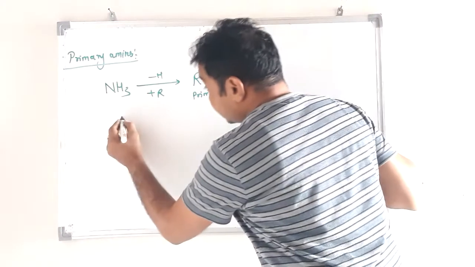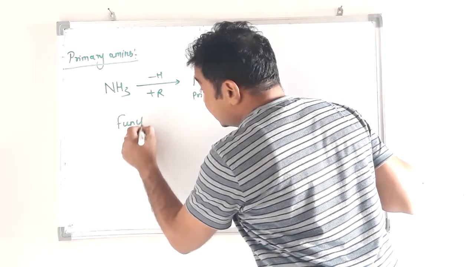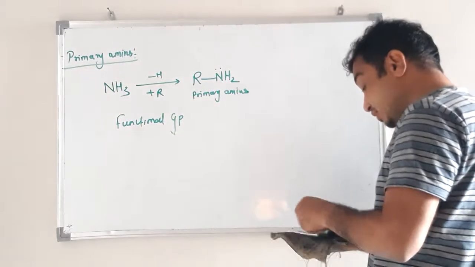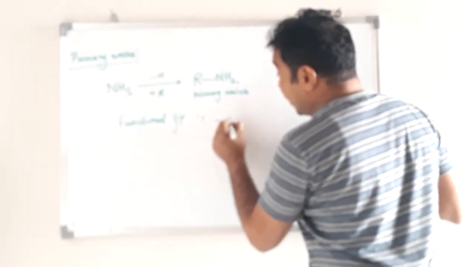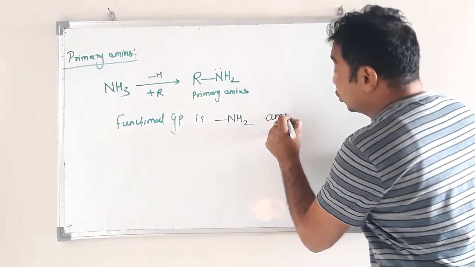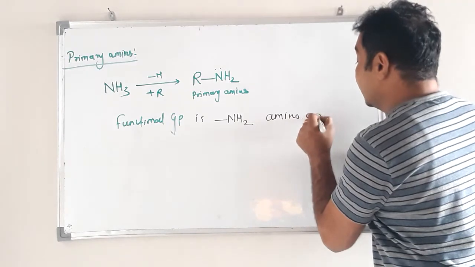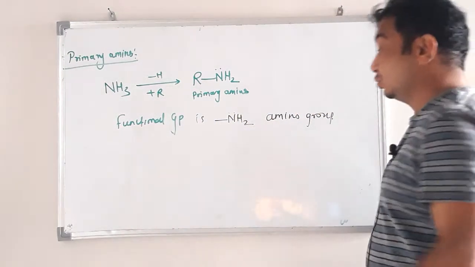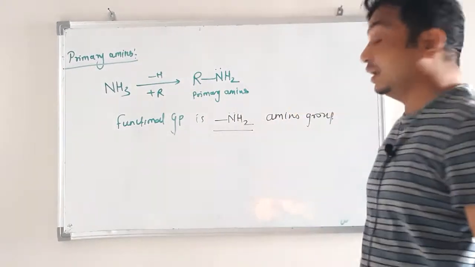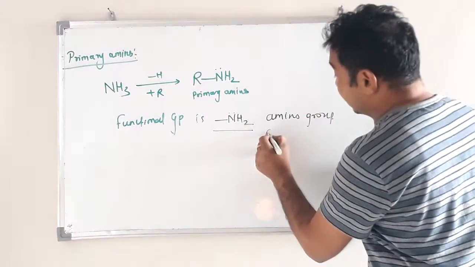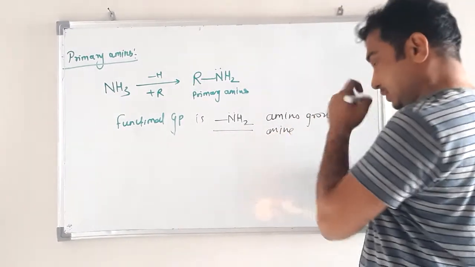And again, the functional group present in primary amines is bond NH2, which is called amino group. This is the functional group present in primary amine. Okay, NH2, amino group or amine. We can simply write amine.